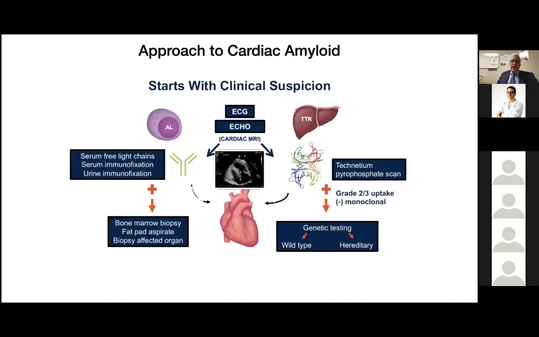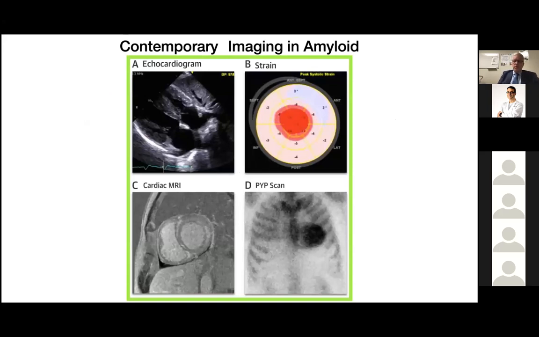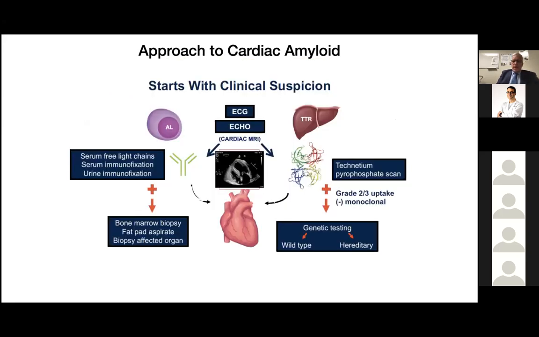So the approach to cardiac amyloid starts with clinical suspicion. Your ECG is helpful. If you have LVH and low voltage on an ECG, that's a red flag. You then go on to an echo. I like a cardiac MRI in this setting if possible. There's two types of amyloid: serum-free light chain deposition disease from plasma cell dyscrasia, or we've talked about the TTR and looking at a pyrophosphate scan. If you get a positive technetium scan, then you send off for a genetic analysis to determine if it is wild type or hereditary.